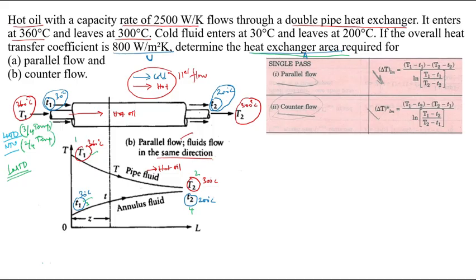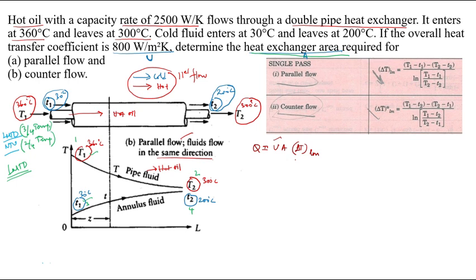So from the formula we can note that Q is equal to UA delta T Lm. Lm represents the logarithmic mean temperature difference, so that is delta T Lm. For the LMTD method we can use that for Lm. U is given in the problem, A is not given, and delta T Lm can be calculated using this formula.